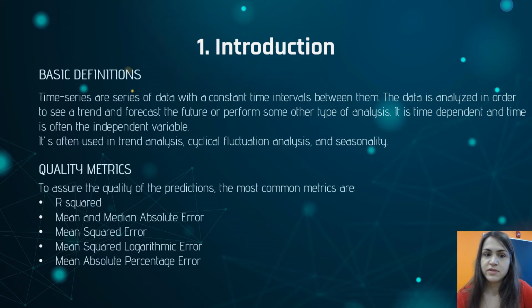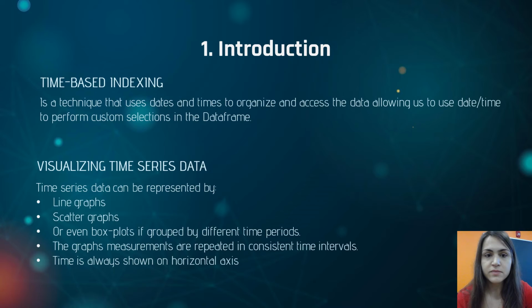Some basic definitions: a time series is a series of data that have a constant interval between them, and it can be analyzed in order to see a trend or forecast the future. Other types of analysis are often time dependent. To measure the quality of our prediction, some metrics are used, like R squared, mean and median absolute error, mean squared error, mean squared logarithmic error, and mean absolute percentage error.